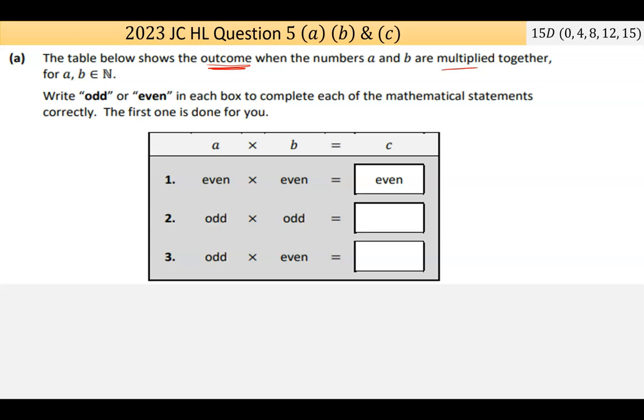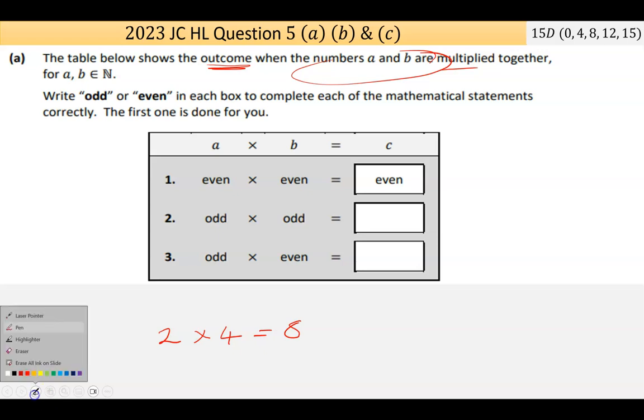The first one is done for us. In general, A times B, which is what they stated up at the top, equals C. So it gives another number. The first example that they've done is an even number. So let's say, for example, 2 times 4. Does that always give an even number? It does. Now I just realized I'm colorblind. My ink is probably red by default, but I can't tell.